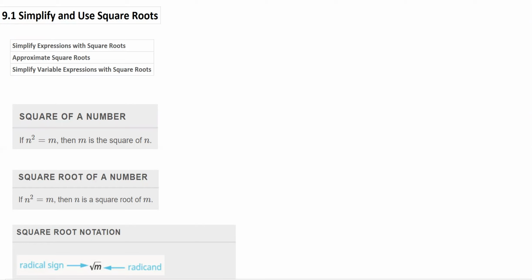So let's take maybe a number. Let's use 5 squared. 5 squared is 25. So they're saying if 5 squared equals 25, then this 25 is the square of 5. So I replace the n and the m with some specific numbers so you can actually see how the definition works out. Then let's look at the square root of a number definition.